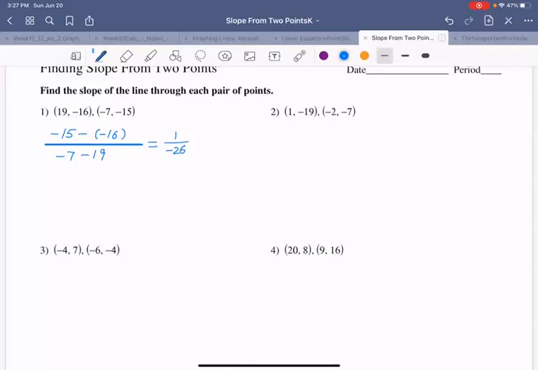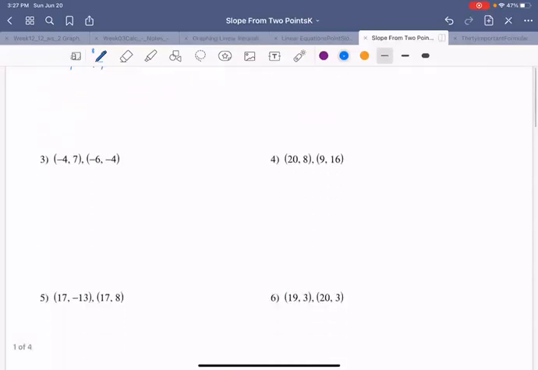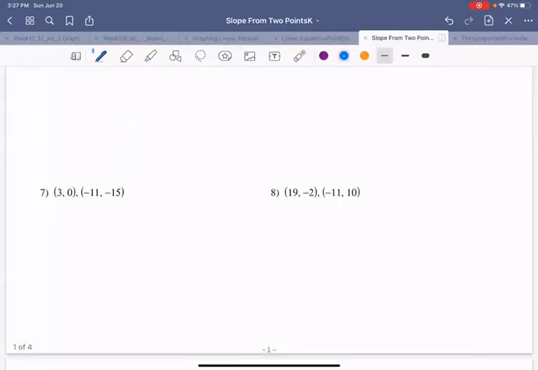Okay. Now next one, Shangli. Let's do number 7. 0 minus -15, divided by 3 minus -11, equals 15 over 14. All right, very good.